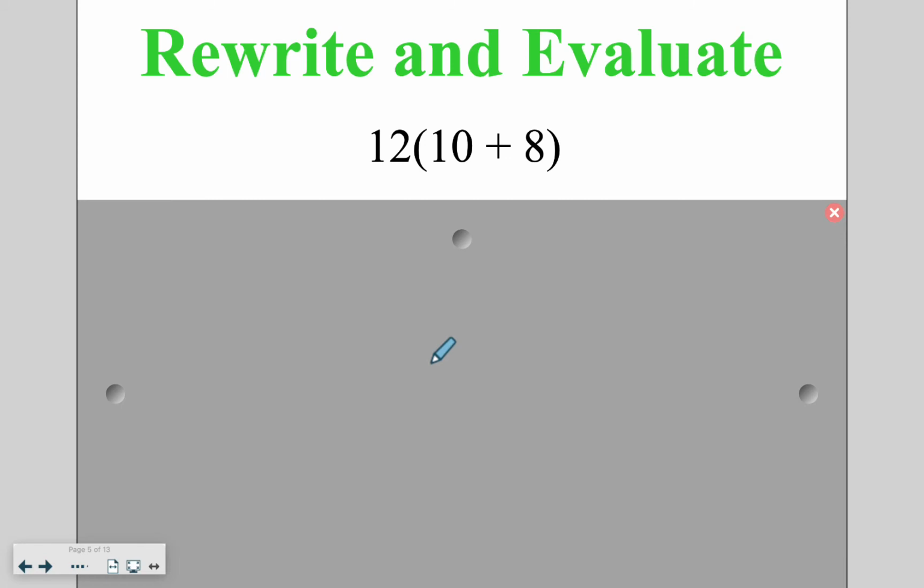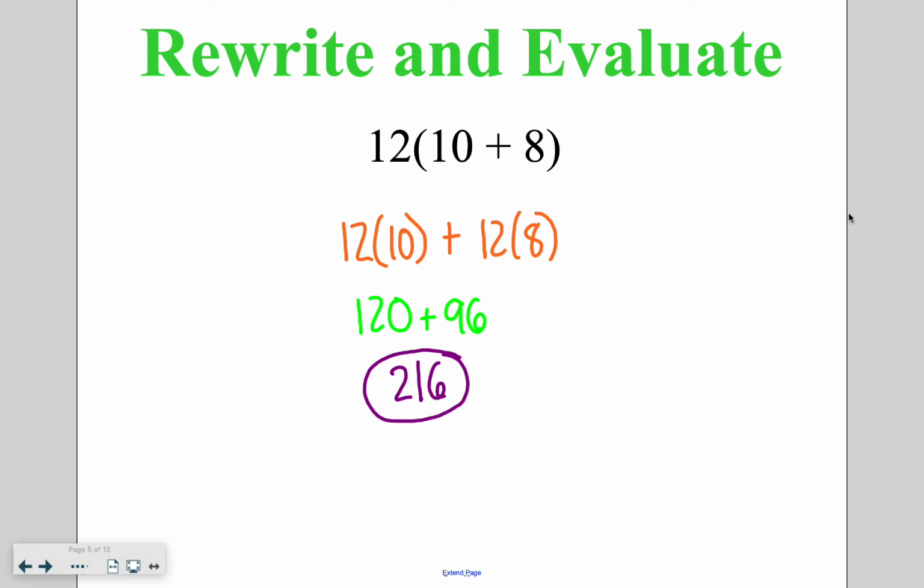Go ahead and try this one on your own. Rewriting, we have 12 times 10 plus 12 times 8, 120 plus 96 is 216.